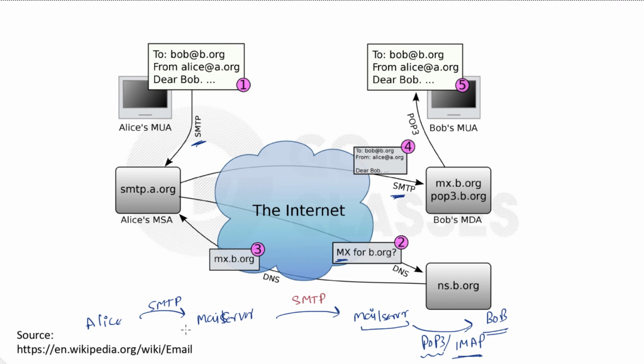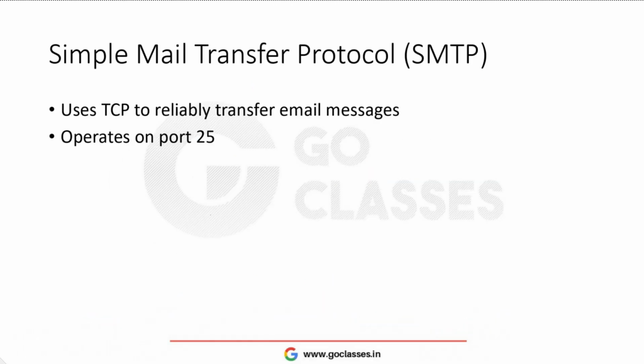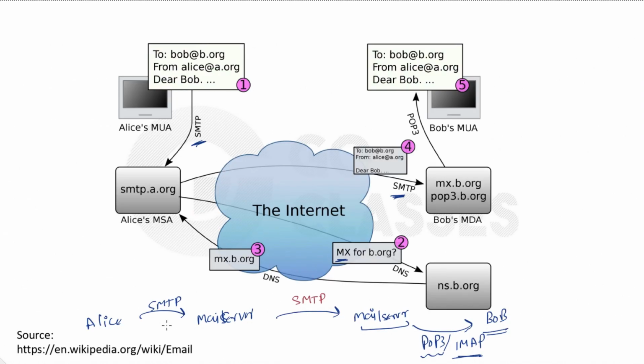Ali is sending the mail to his mail server, which is sending the mail to Bob's mail server, and then Bob is pulling the mails from the mail server. This is how it is happening, right? Now let's talk about these protocols in detail. One is Simple Mail Transfer Protocol that we use from Ali to the mail server and then mail server to mail server. So at two places we use SMTP, and at the third place we use either POP3 or IMAP. Generally we use IMAP.